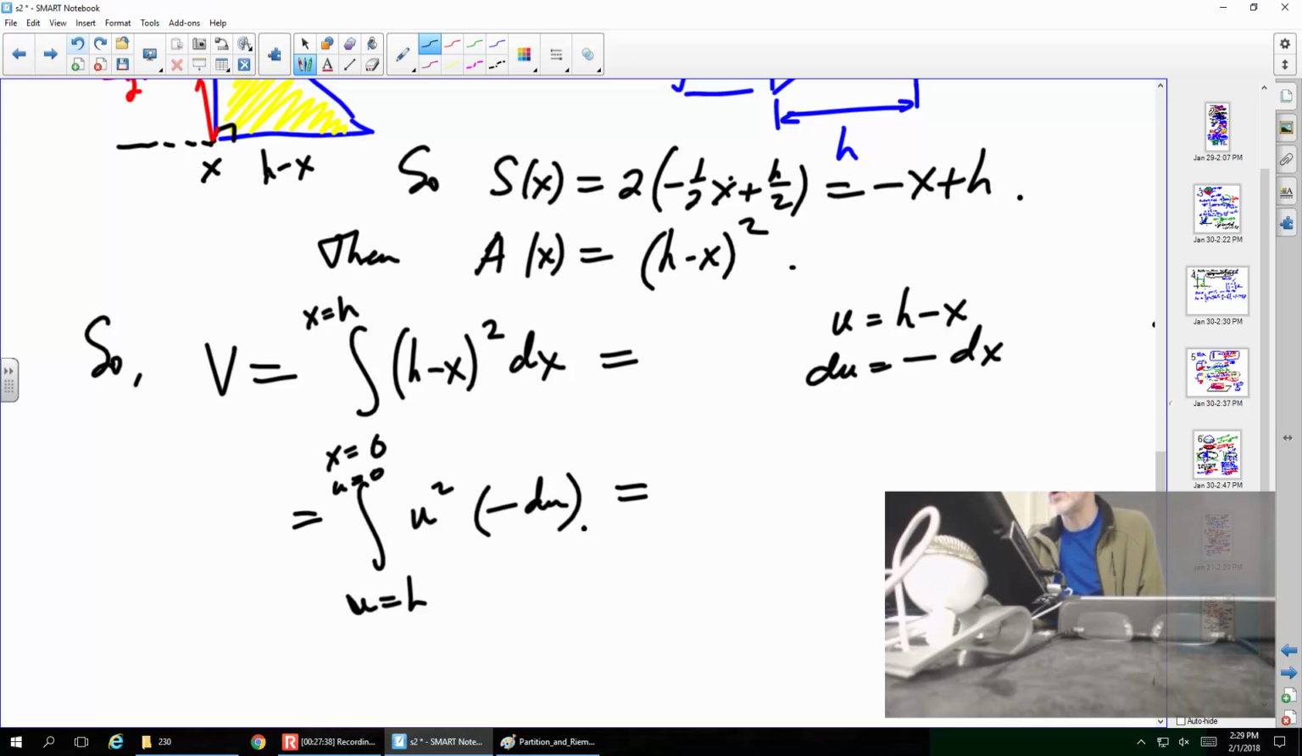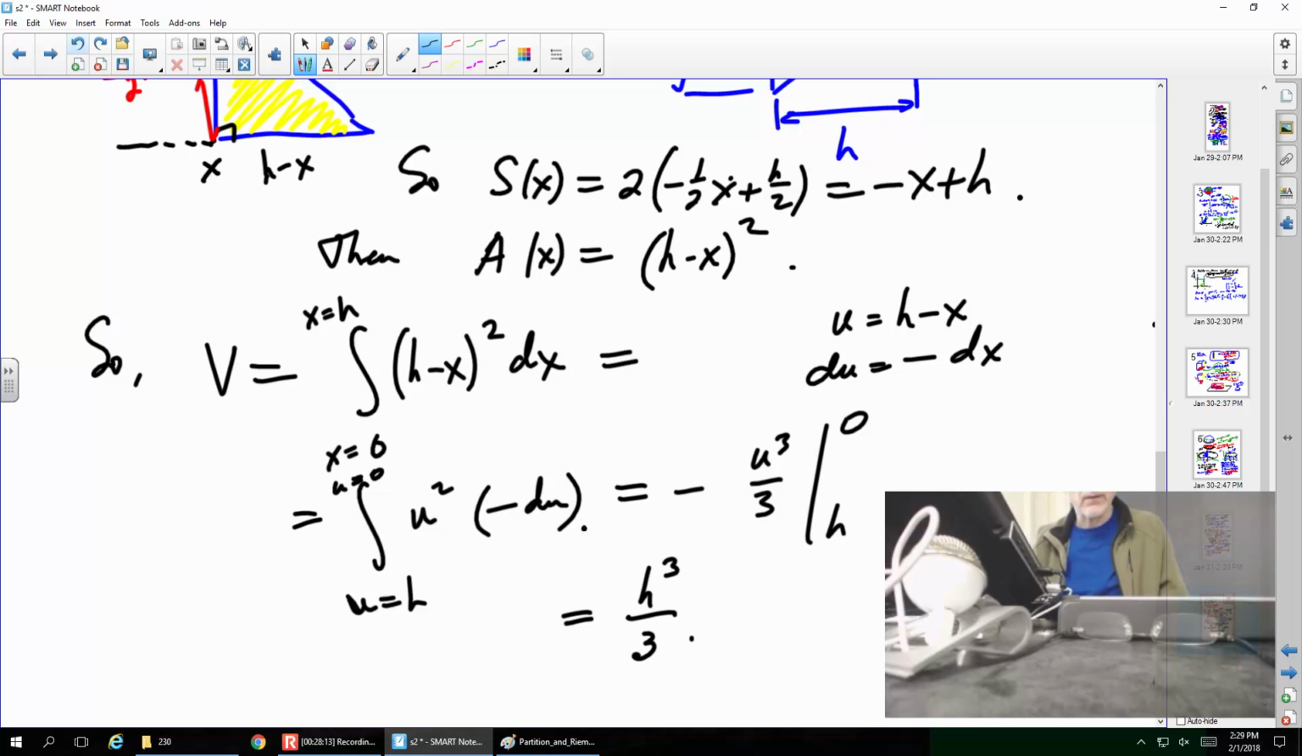Incidentally, the meaning of u is also clear from the picture. If x is how far off the ground you are, then u is simply how much you have left to get to the top. Okay, so it will be the integral of u squared du, so it will be u cubed over 3 from h to 0. Okay, so I plug in 0 first, so I'll have 0, and then I have h cubed over 3. The end.